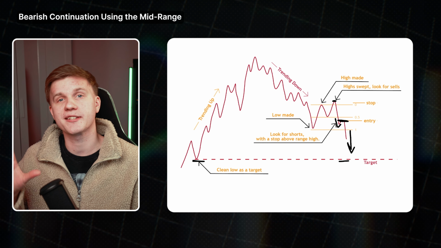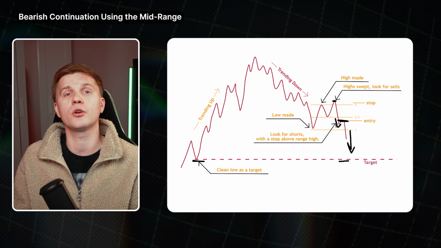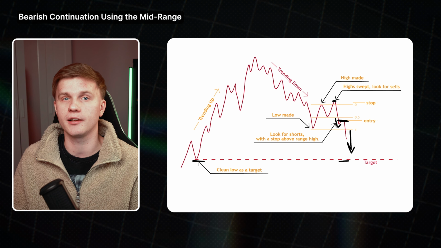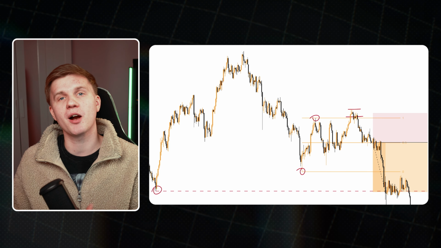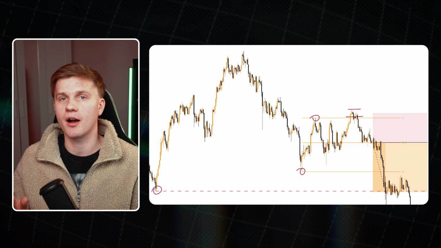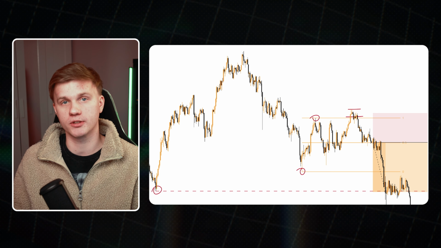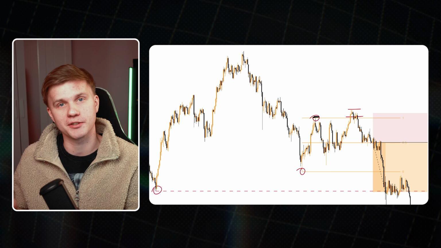And as always, the first target should be range low, but you can look for additional targets based on key lows from previous price action. Take profits at each key low as the price moves in your favor. So summing up the takeaways for the mid-range trading. In bearish markets, wait for price to sweep a high and break back below the mid-range to confirm bearish continuation.